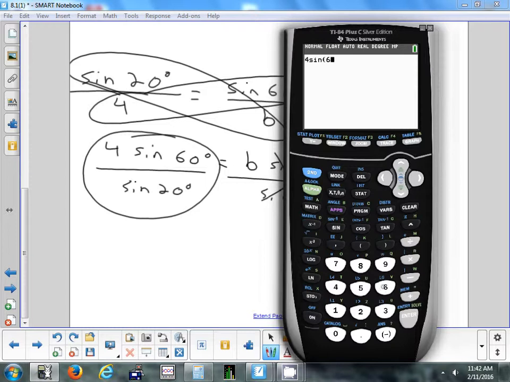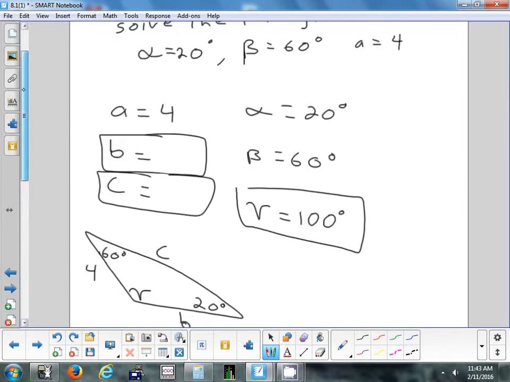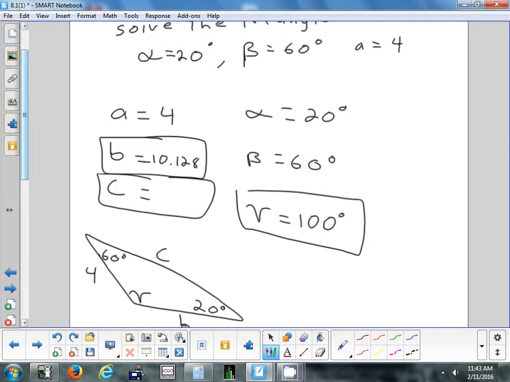Okay, we got 4 sine 60 divided by sine 20. So you should get about 10.128 for B. Now C should be even bigger. Biggest angle, biggest side; smallest angle, across from smallest side. But I know C can't be any bigger than 14.128. Anytime you add 2 sides together in a triangle, they have to be bigger than the third. So C is bigger than 10.128, but smaller than 14.128. Somewhere in there.